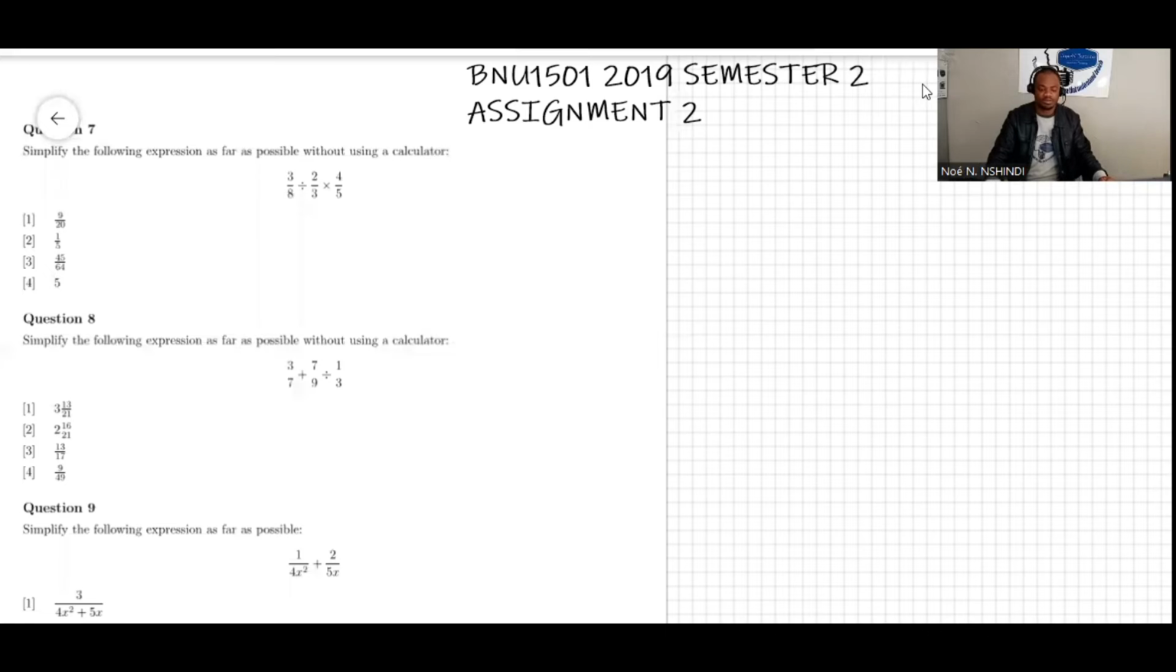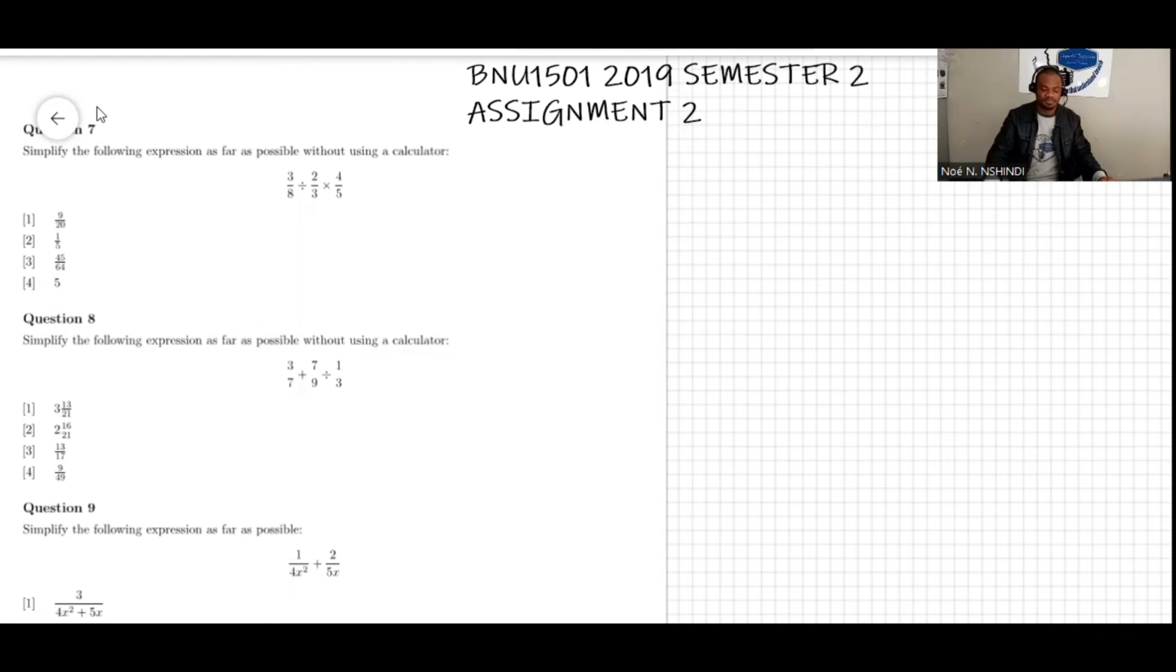Well, this is page 3 of BNU1501, 2019 semester 2, assignment 2. I said page number 3, yes. Now, question 7 says, simplify the following expression as far as possible without using a calculator.